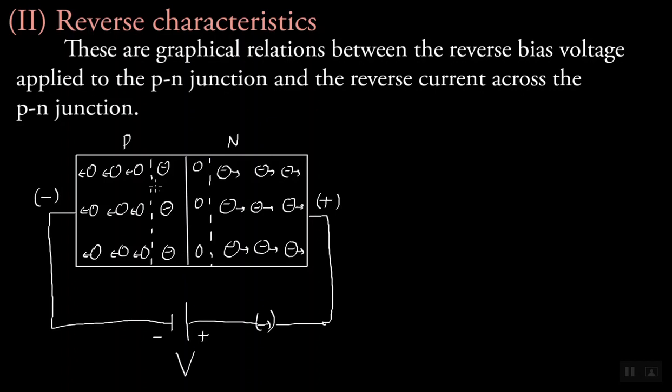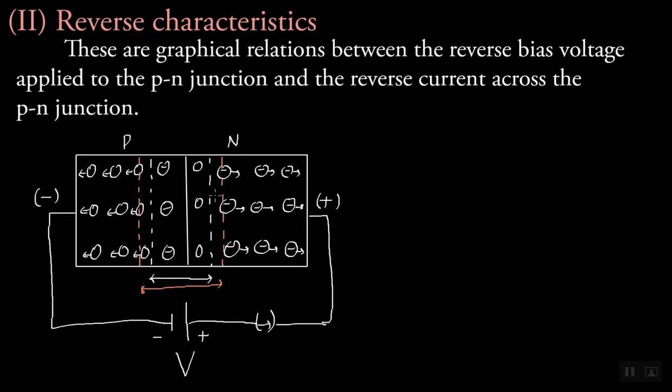So what will happen to the width of the depletion layer? This is the original width. Because the charges are moving away, they are moving this side and the electrons are moving that side, the width of the depletion layer will increase. It will become larger like this. It has increased. Can you see? And obviously there is no crossing of charges.